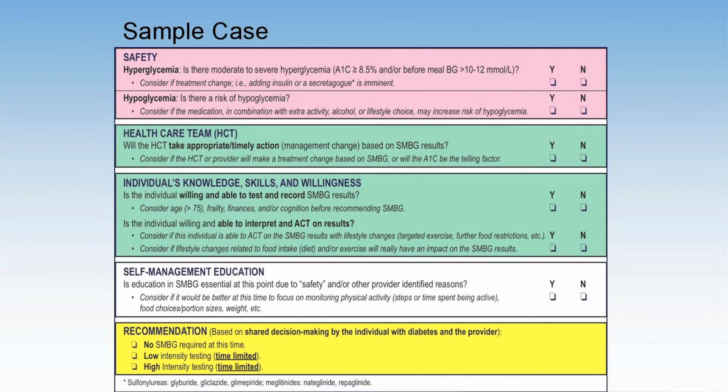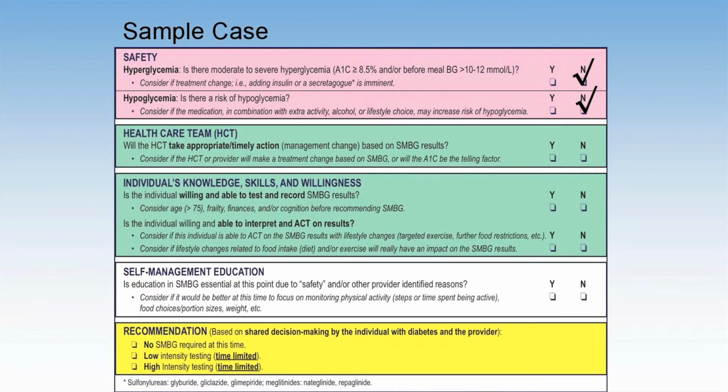So here's the tool. So does this person have moderate to severe hyperglycemia? No, he does not. So we'll put a no there. Isn't modern technology wonderful? All right. Is there a risk of hypoglycemia? Well, no, he's not on any medication. So the answer there is no. So immediately from a safety perspective, there is no indication for this person to test.